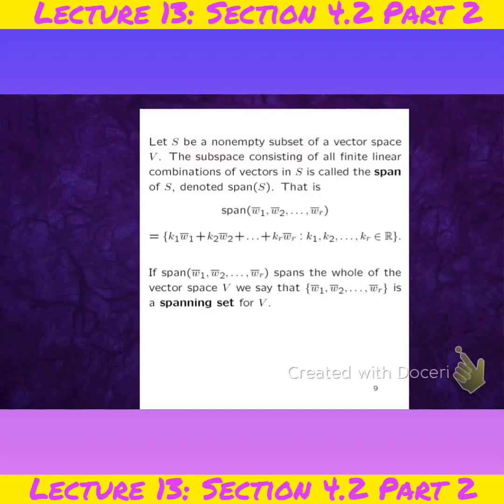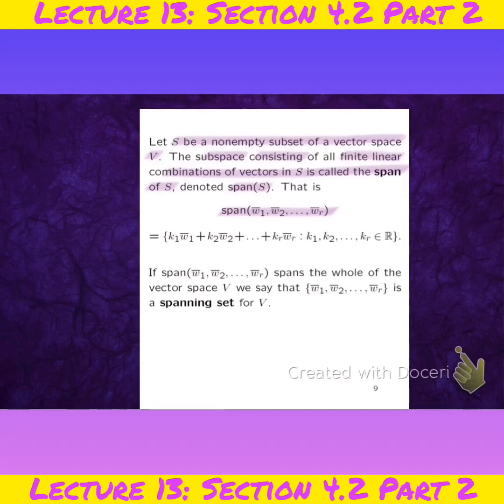Alright, so next we have a concept known as the span of a set. If you have S, a non-empty set of a vector space V, then the subspace consisting of all finite linear combinations of vectors in S is called the span of S. So the span of S, the span of those vectors W1 up until WR, remember we said previously the set of all linear combinations of vectors in S is a subspace of V.